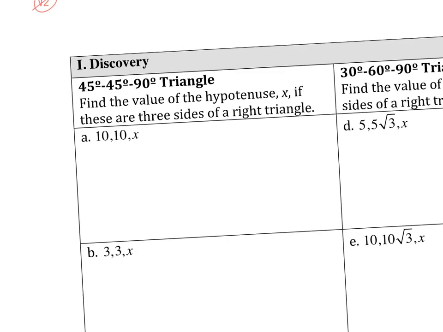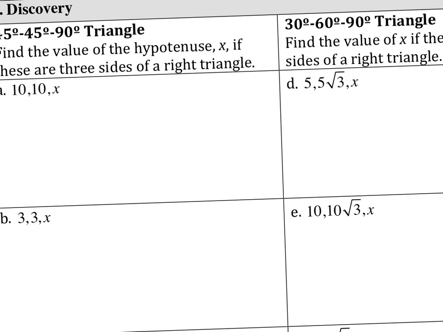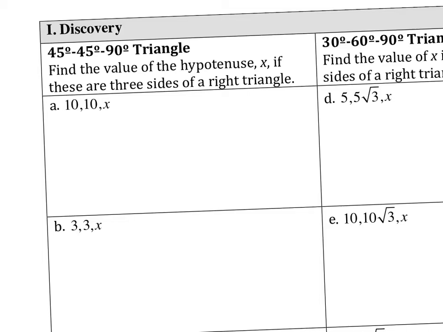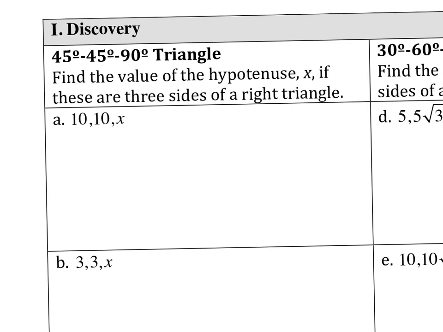All right, let's take a gander at these next problems here. We're going to walk through 6 problems to see what pattern emerges. And that's called inductive reasoning, where we see a pattern and then we make a conjecture about it and prove it or not. So here we want to find the value of the hypotenuse x, which means x is the longest side of these, if these are 3 sides of a triangle.